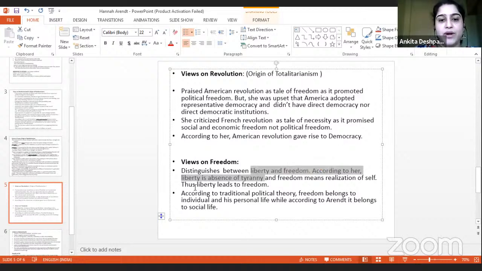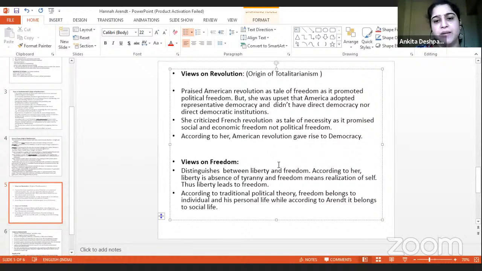Okay, so according to her, absence of tyranny leads to freedom to enjoy your life, develop yourself to the fullest. That's why there is a difference between liberty and freedom. You have to rotate. All right, this is what she says. It's her views. So I'll repeat again. What are her views on freedom?